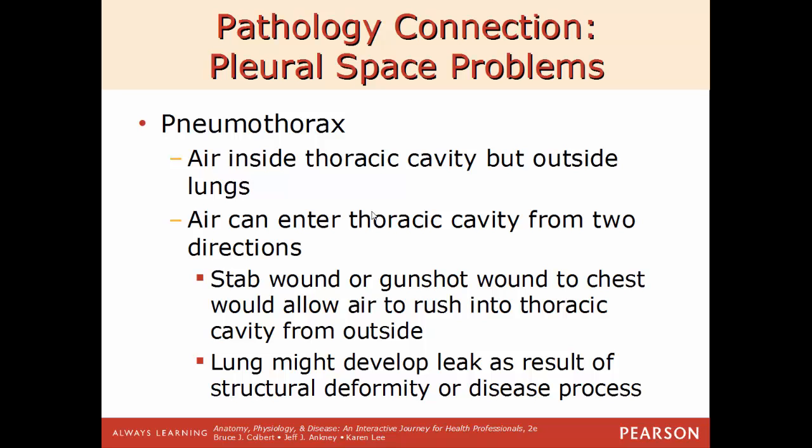The first one, pneumothorax. This is air inside the thoracic cavity, but outside of the lungs. Now, air can enter the thoracic cavity from two directions. The first is a stab wound or gunshot wound to the chest that allows air to rush into the thoracic cavity from the outside. Another way you can get air inside the thoracic cavity, but outside the lungs, is if the lung develops a leak due to some deformity in its structure or through a disease process.